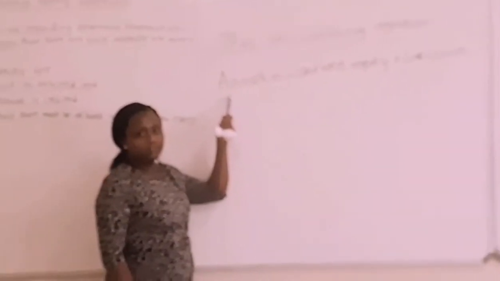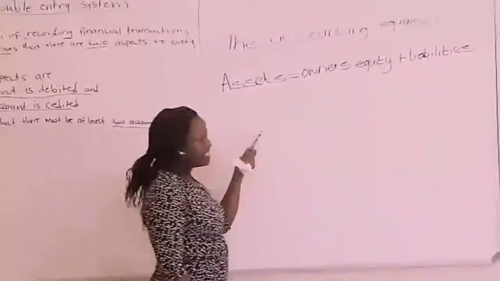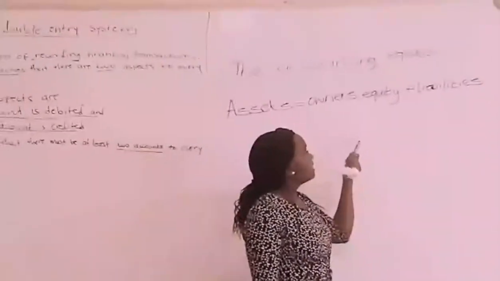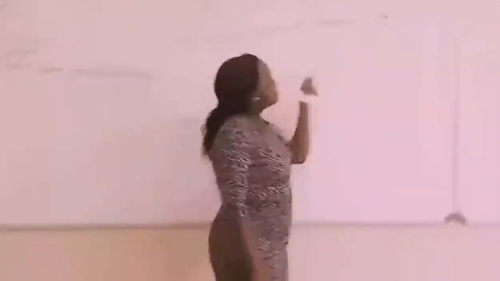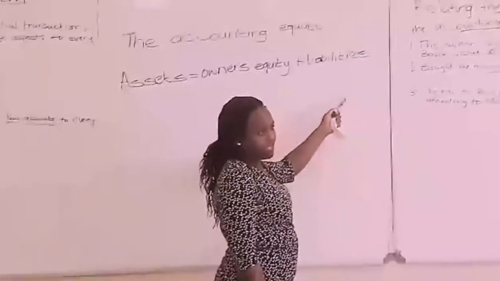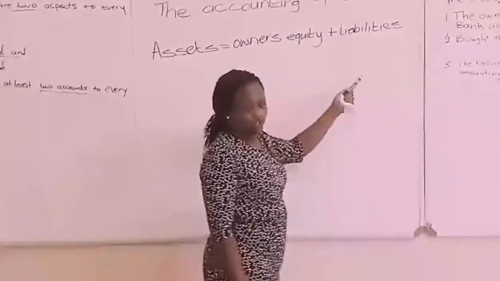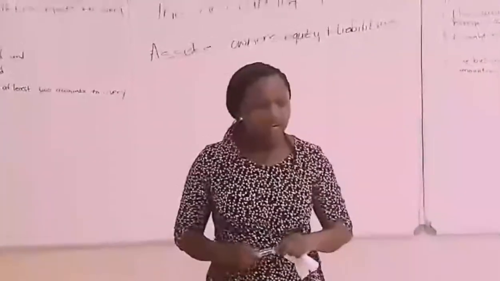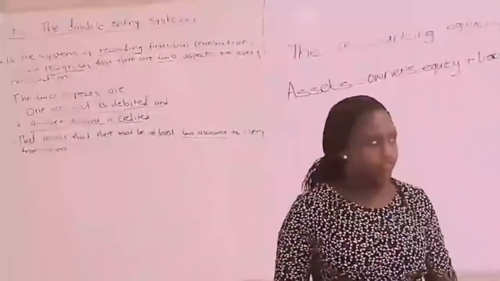An example of assets is furniture, vehicles and buildings. Owner's equity is money that's put into the business by the owner of the business. Liabilities is money that's borrowed by the owners of the business. It's actually not the money from the owners, it's what they get from other individuals. With that said, we'll continue with our new topic, which is now the double entry system.